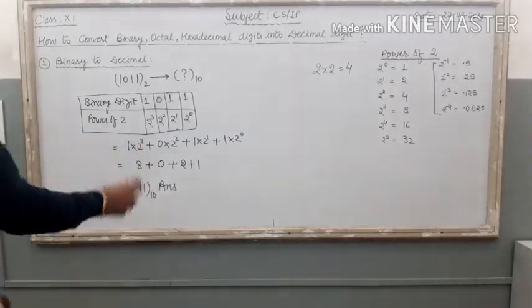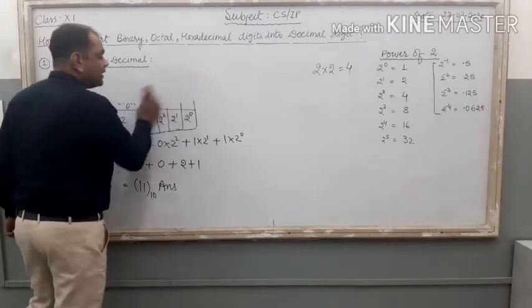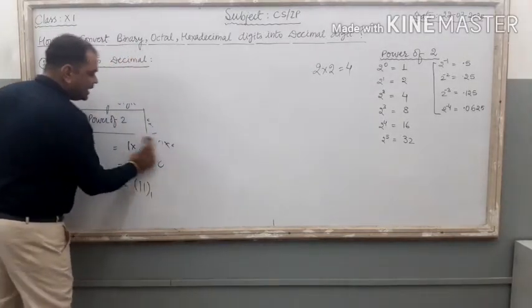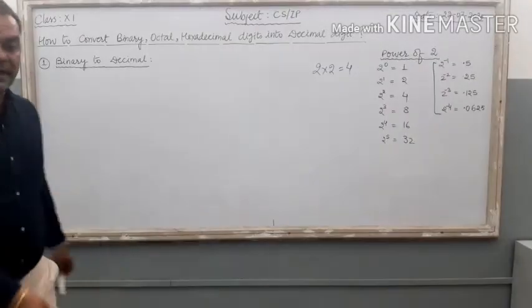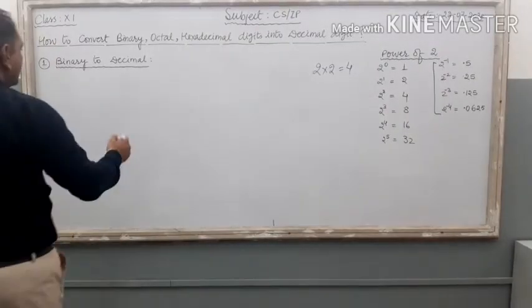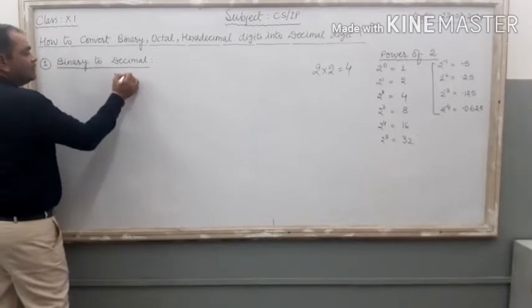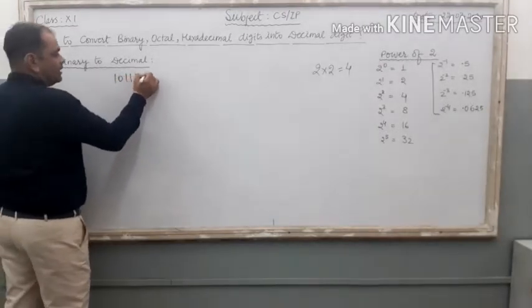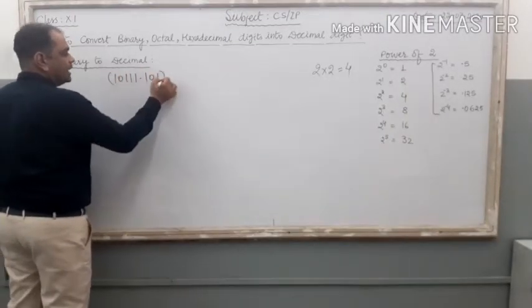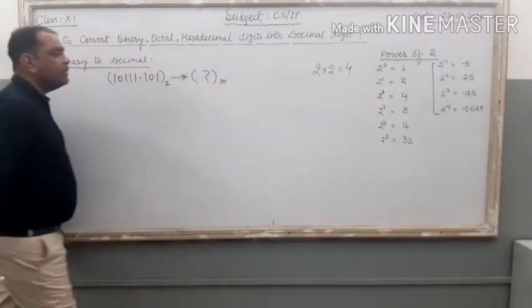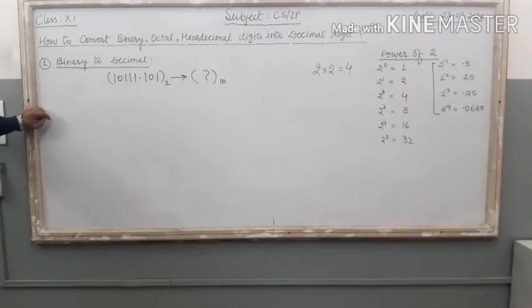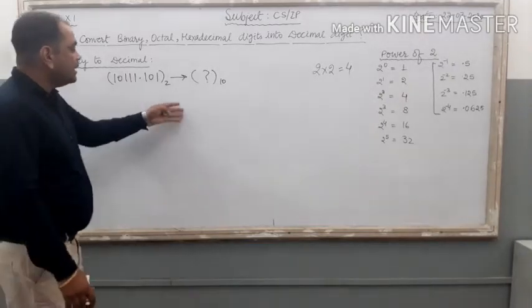Now just take one more example. We are going to take a fractional binary digit and try to find out what is the result of that particular binary digit, right? Here, now the next example, our digit is 10111.101. This is our binary digit and we have to convert it into decimal value. Clear? Now the another method, this is a tabular method.